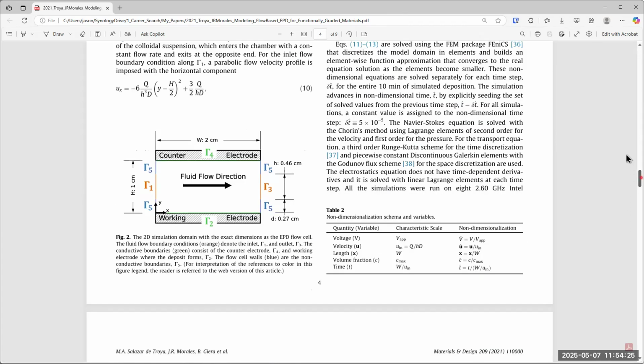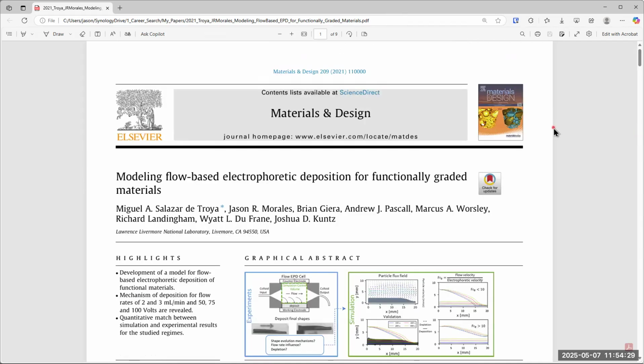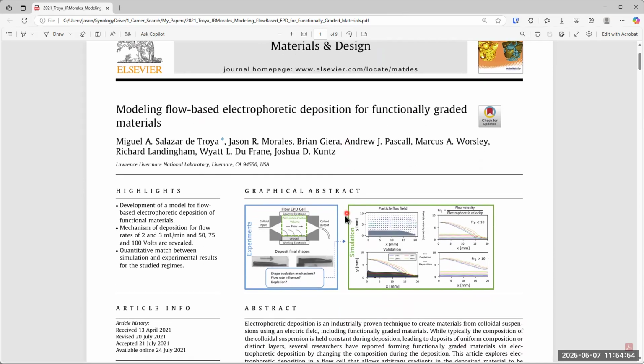So in this peer-reviewed paper, now this is a professional peer-reviewed paper. This is a professional document. This goes out and is disseminated throughout the entire world. And if anyone else in any other country, any other institution, wants to know more about electrophoretic deposition of functionally graded materials, they might see this paper and do research or even cite this paper for their own research.